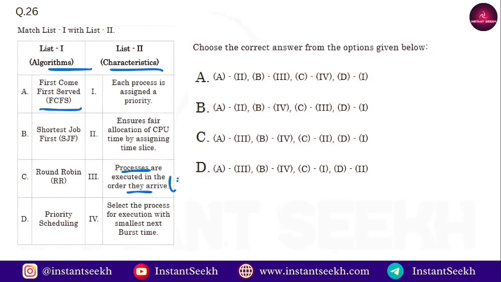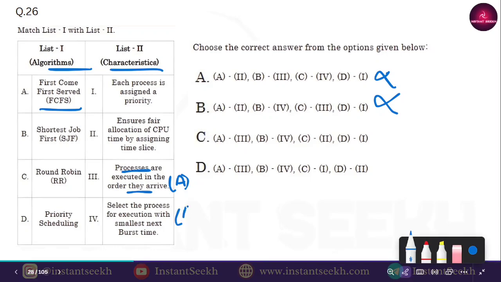So option 3 goes for A. Option 3 goes for A. Let's try to eliminate. Option A goes for 3, so the first two get eliminated straight up. Now next, Shortest Job First. Basically, the process with the smallest burst time is selected for execution. Smallest what? Smallest burst time. So B goes for 4.